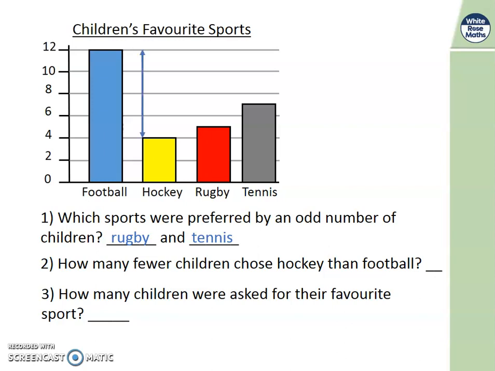How many fewer children chose hockey than football? We have to look at the comparison from hockey to get up to football, and we're going in twos. 2, 4, 6, 8. And how many were asked for their favourite sport? Well, for this one, we're going to need to add up all of the bars together to find out how many children altogether. 12, add 4, add 5, add 7 equals 28. Well done if you got that correct.